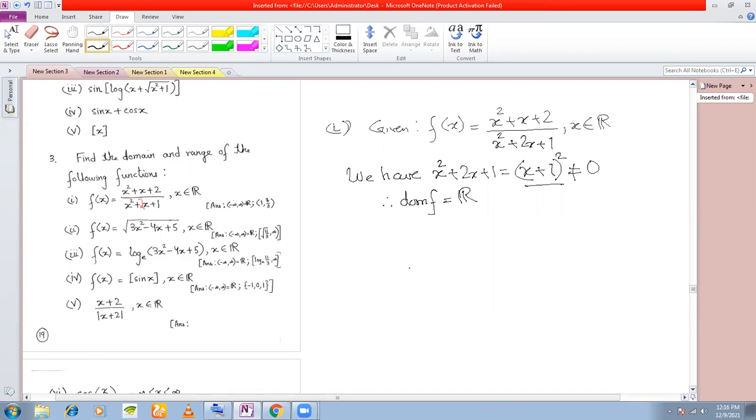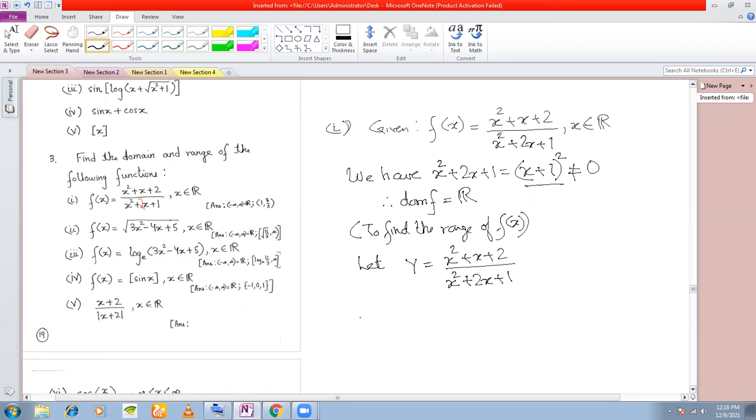Now the question is, what should be the range? How to find out the range. That is the technical part, to find the range of f(x). Now this is how we proceed when finding range. Okay, what we do is we assume let y is equal to x square plus x plus 2 divided by x square plus 2x plus 1.